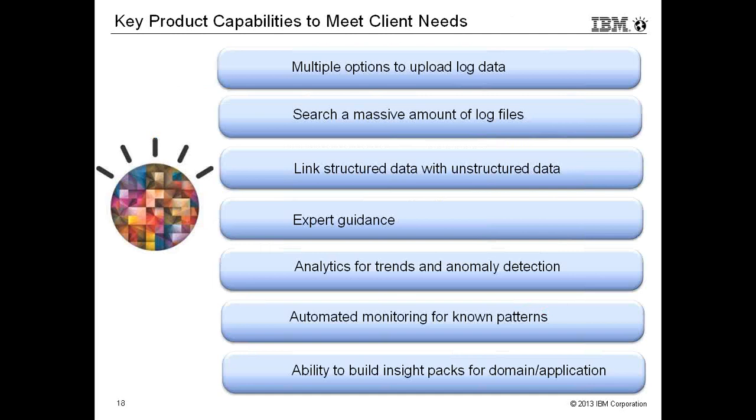So in summary, using IBM Log Analysis, you get the option to upload multiple types of data. You get various options to do this. Using the platform, you can search the massive amount of log files that are there. You can link that log data with any other structured data. Structured data could be your tickets, your events, or your metrics data. You can also get expert guidance, given that you have this knowledge stored in some form or the other. You can also start getting trends and anomalies on top of the data that you are putting into the system.